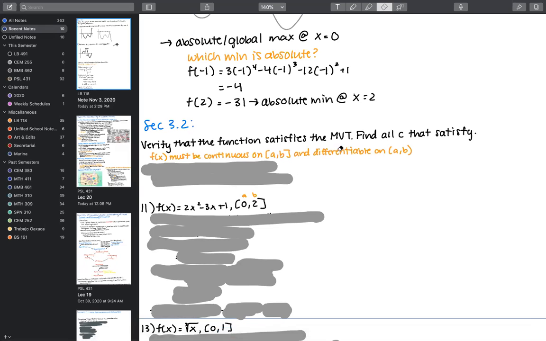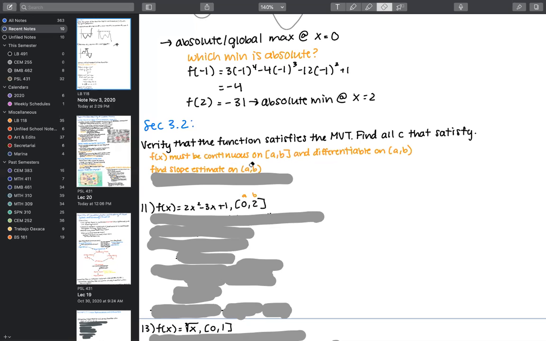So when they ask us to verify that the function satisfies the MVT, you want to say, yes, it is continuous on closed bracket a to b. Yes, it is differentiable on open bracket a to b. So this is the criteria bit here. This is sort of a breakdown of how you do these problems. So we're going to find an estimate. What is the derivative on open bracket a to b? Because we can't take the derivative of endpoints.